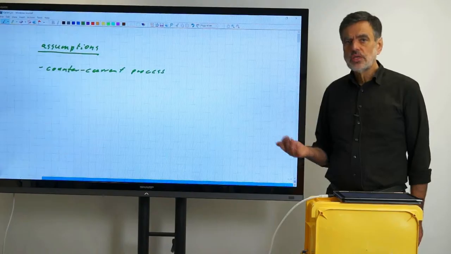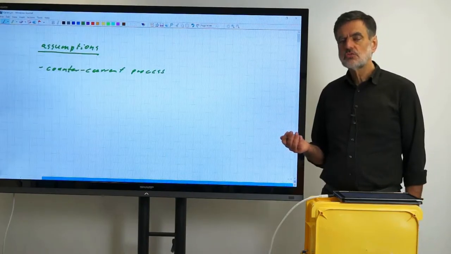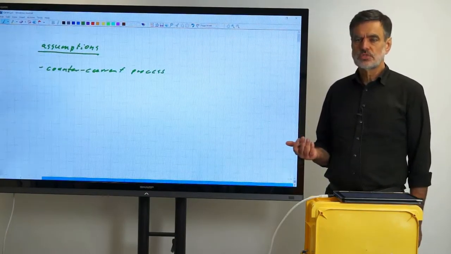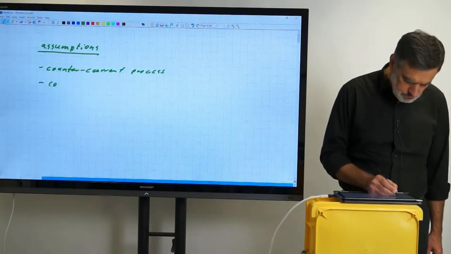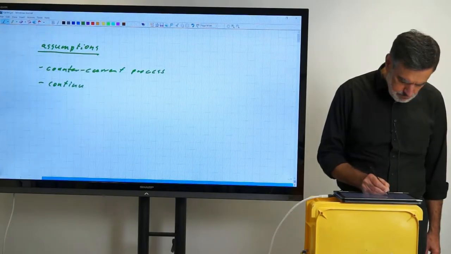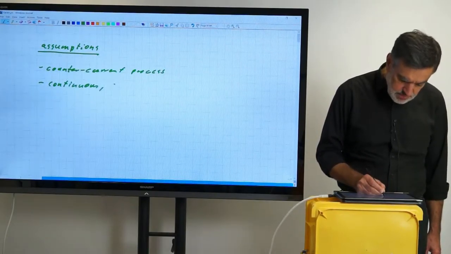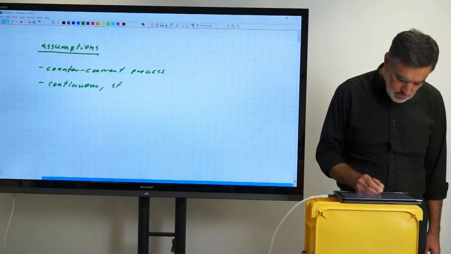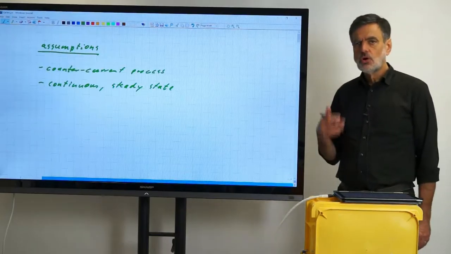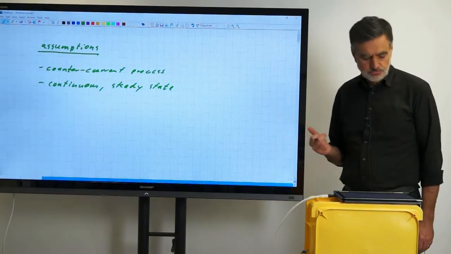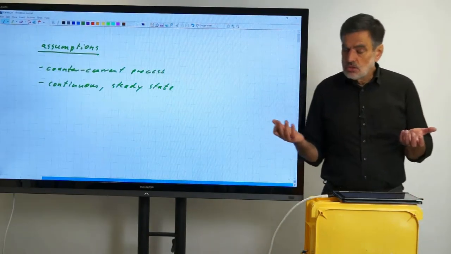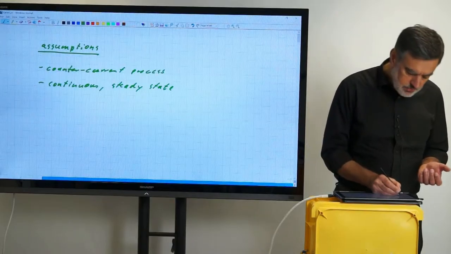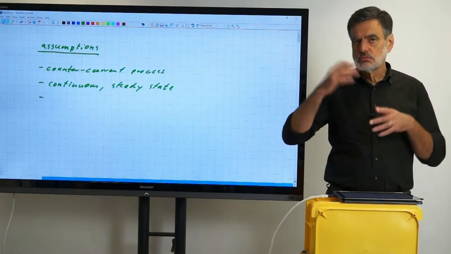If we look at separation processes, we realize that they usually are most efficient if we operate them in a countercurrent mode. And that's actually where the step construction is usually applied. So we assume that we have a countercurrent process. We also want to assume that we use that in the most efficient way, that is, in a continuous operation. So not a batch process, but a continuous process.